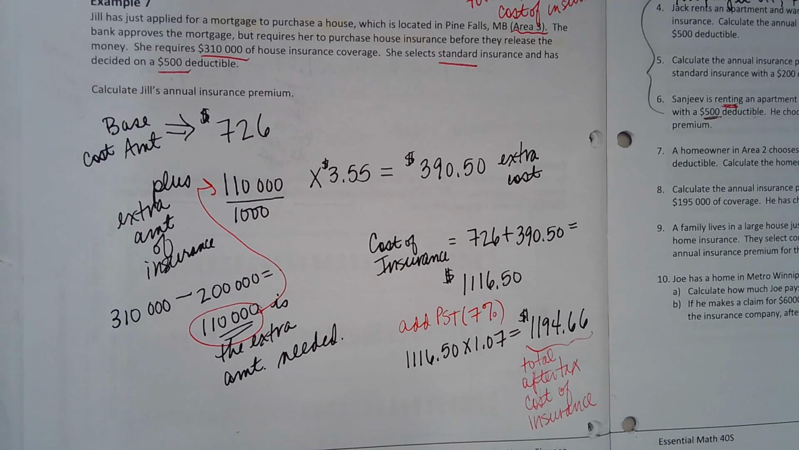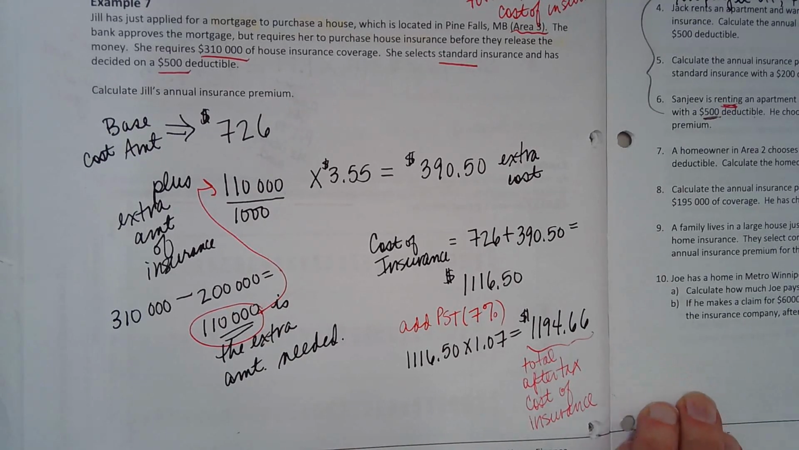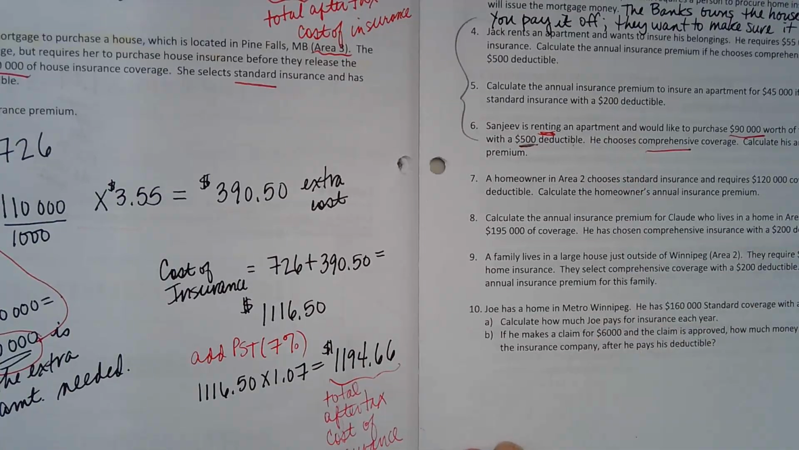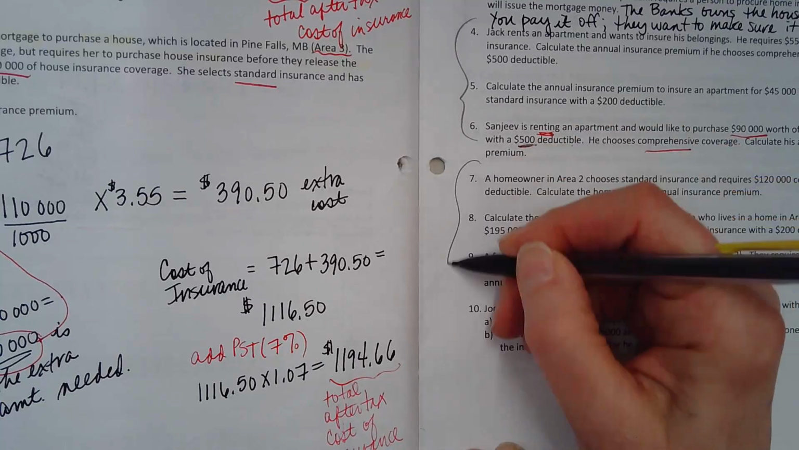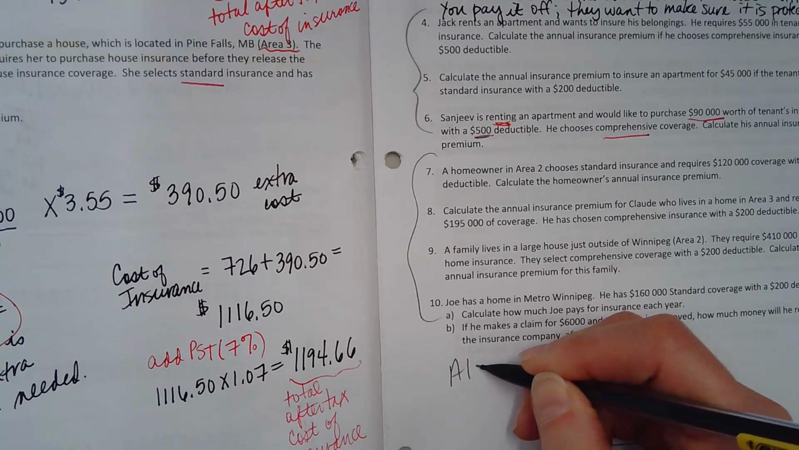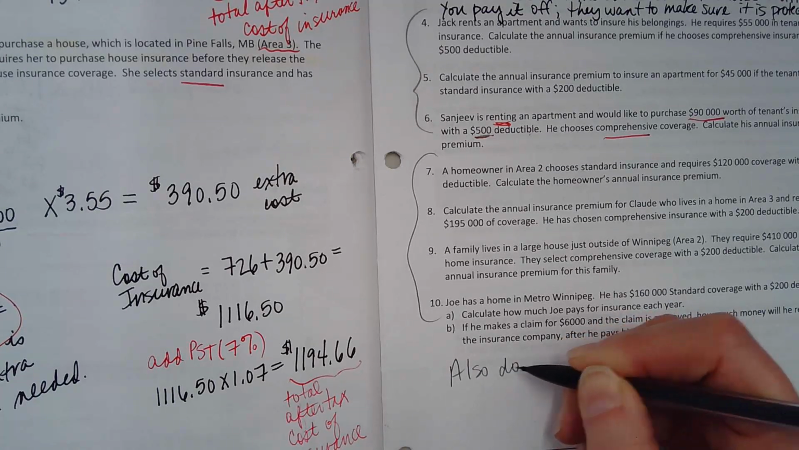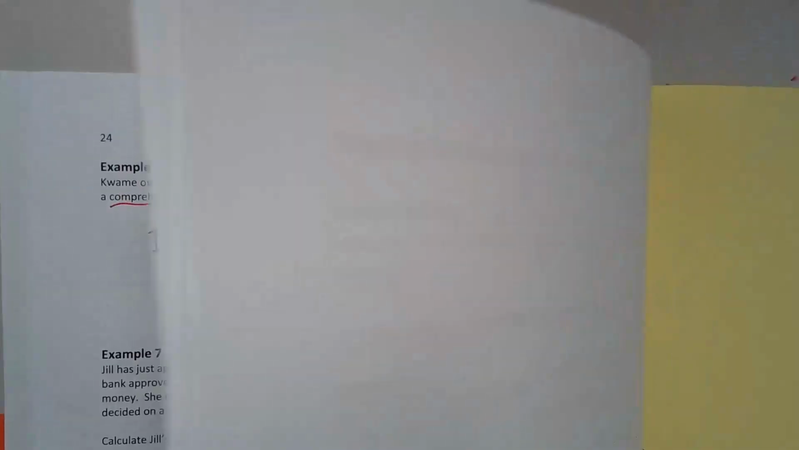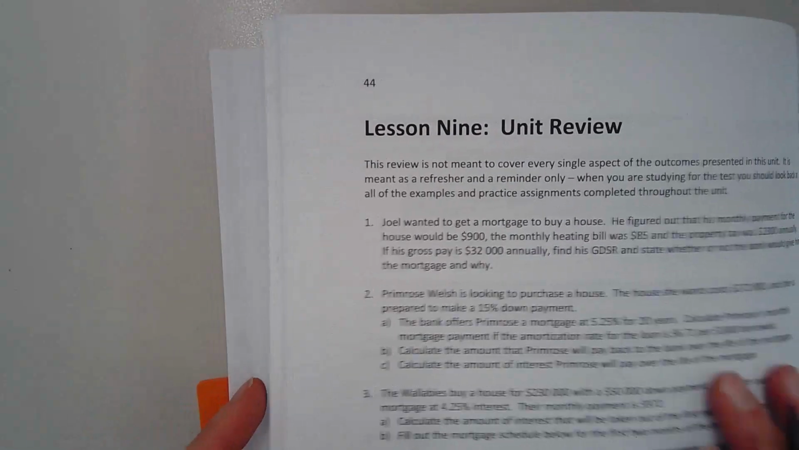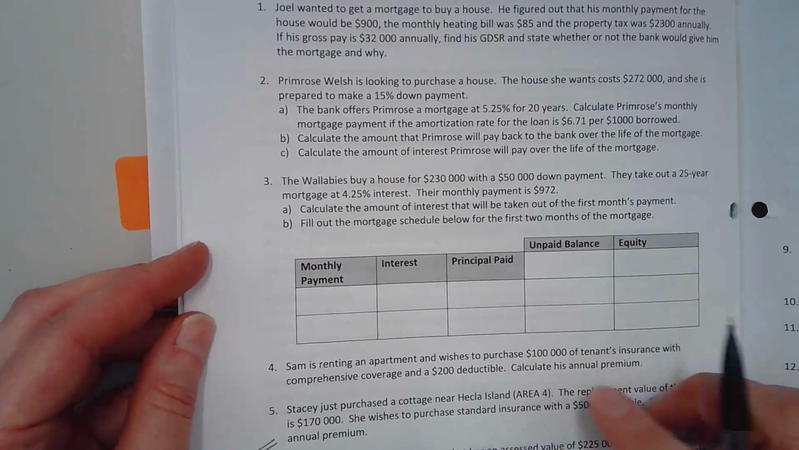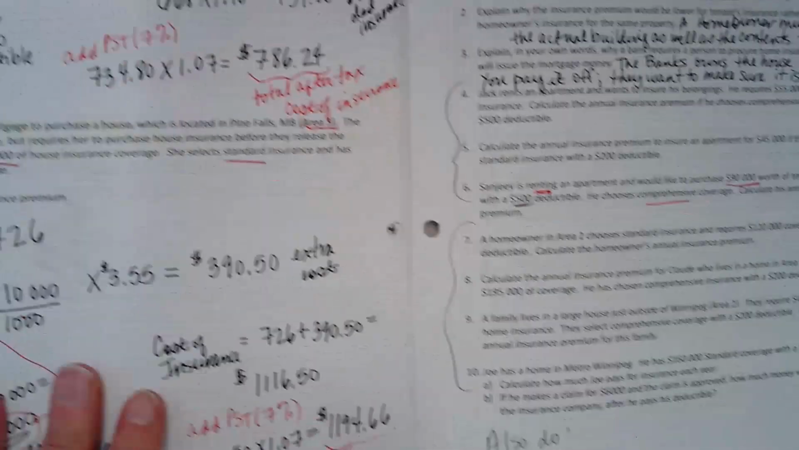All right. Okay, so now what I'm going to do is I'm going to assign the rest of assignment 4, so complete numbers 7 to 10. I'm going to put this in, also do, if you look at the unit review at the back, because we're breaking this home unit up into kind of two parts. So if you look at lesson 9 on page 44, for extra practice if you want, you can do 1 through 5. Page 44, 1 through 5.